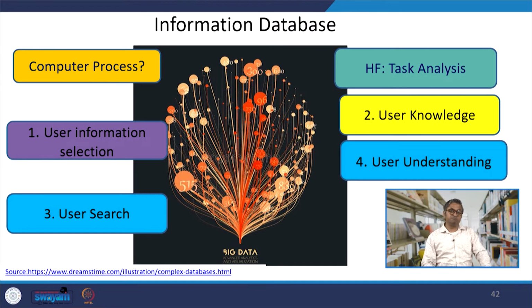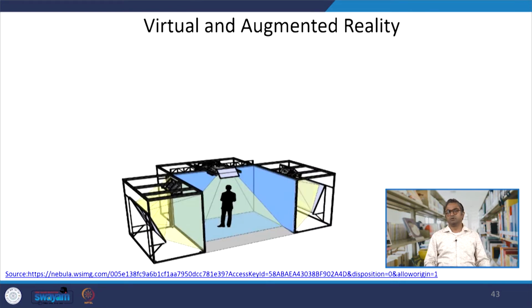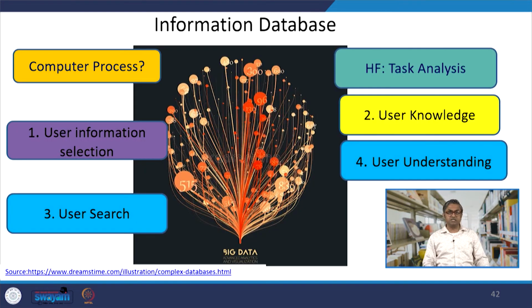User is doing the specific search, user is capable of understanding how the integration and coordination of these different stages is happening. Information database is complex in its own way.